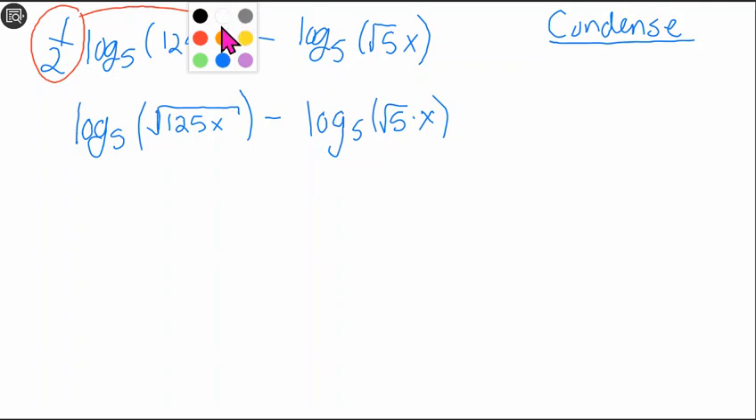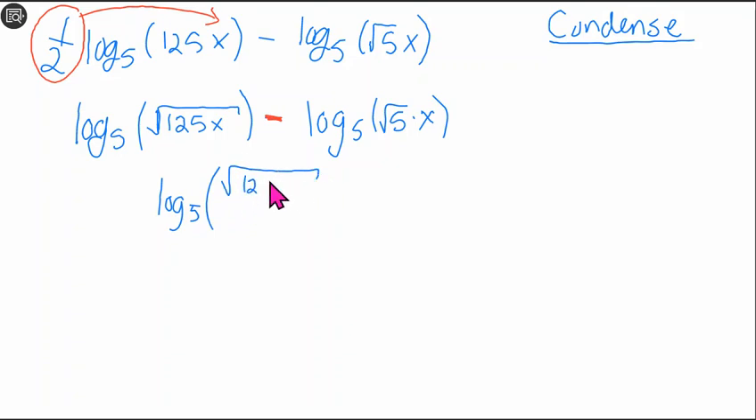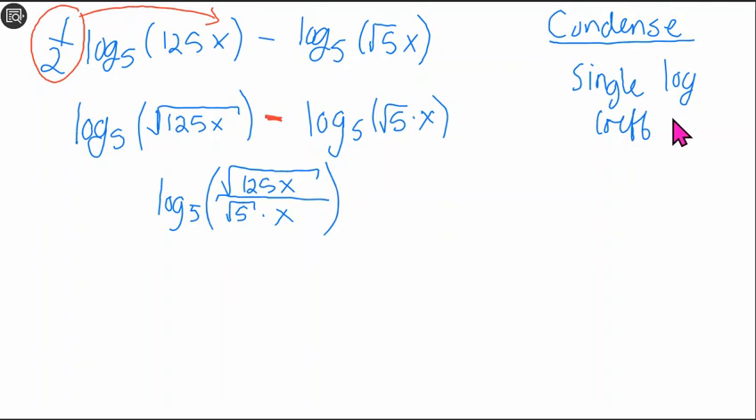Okay, so now I notice that I have the subtraction, which is going to turn into the division. So now that I have those two logs, we're going to have square root of 125x over the root 5 and the x. Now that is condensed into one log, a single log, with a coefficient of 1. Okay, but I'm not quite done.